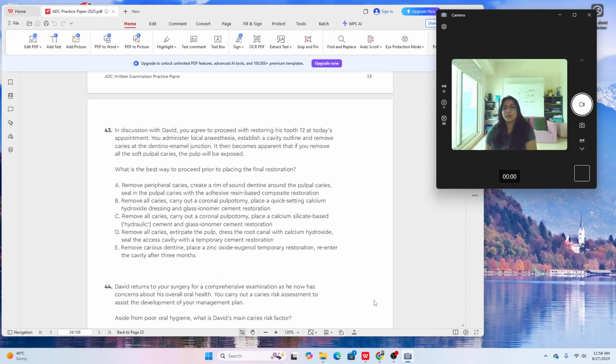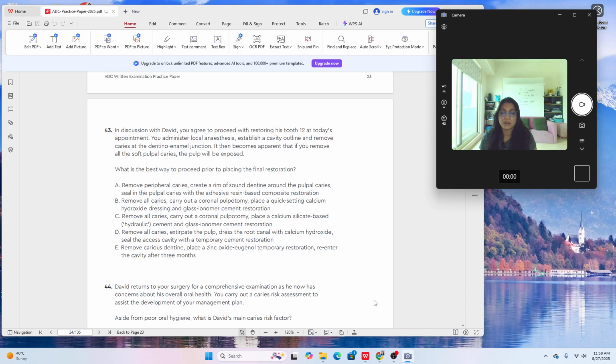In discussion with David, you agree to proceed with restoring his tooth 1-2 at today's appointment. You administer local anesthesia, establish a cavity outline, and remove caries at the dentino-enamel junction. It then becomes apparent that if you remove all the soft pulpal caries on the floor of the cavity, the pulp will be exposed. So, what is the best way to proceed prior to placing the final restoration?